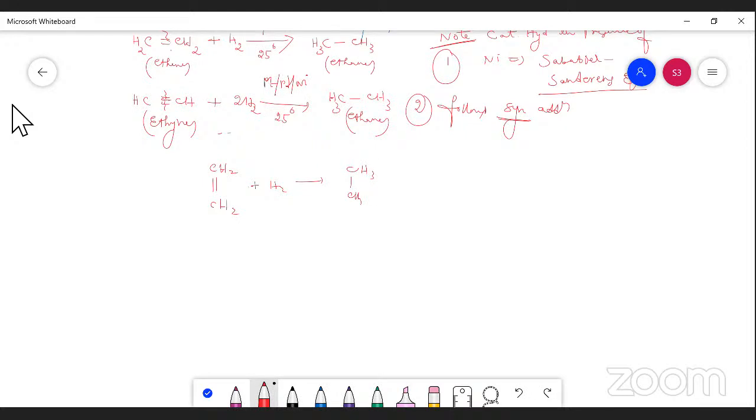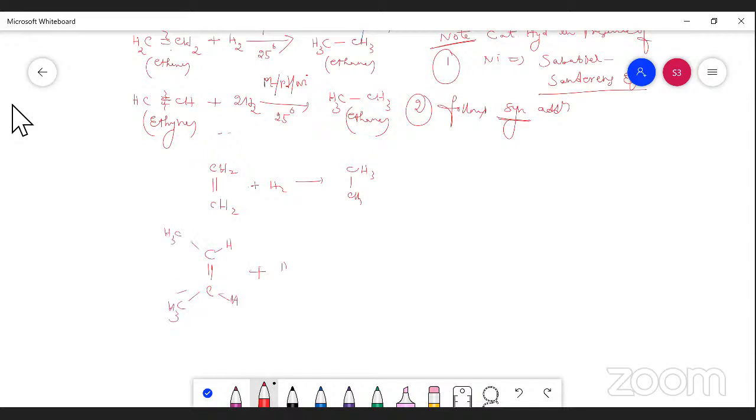Likewise, I have taken this alkene. Now you add hydrogen. These two hydrogens are adding on the same side of the double bond, so that we are getting CH3, CH3, H2, H2. So this is what is syn addition. Addition of hydrogens done on the same side is called syn addition.